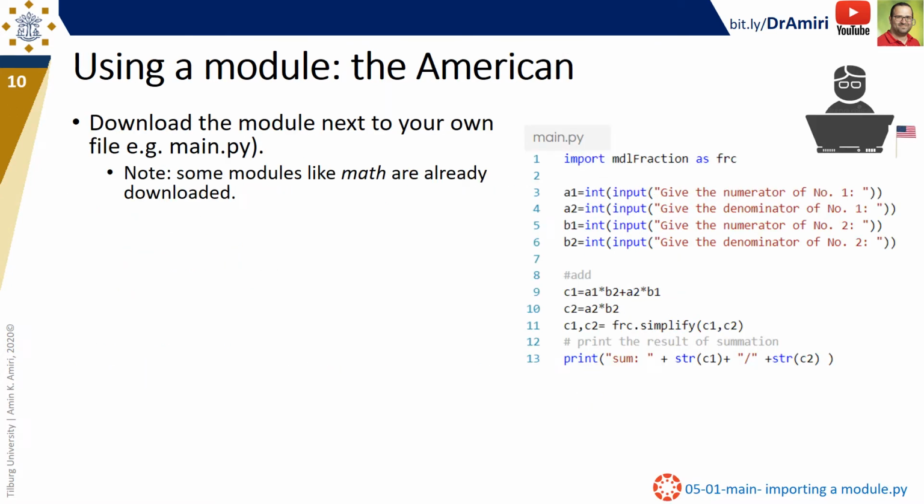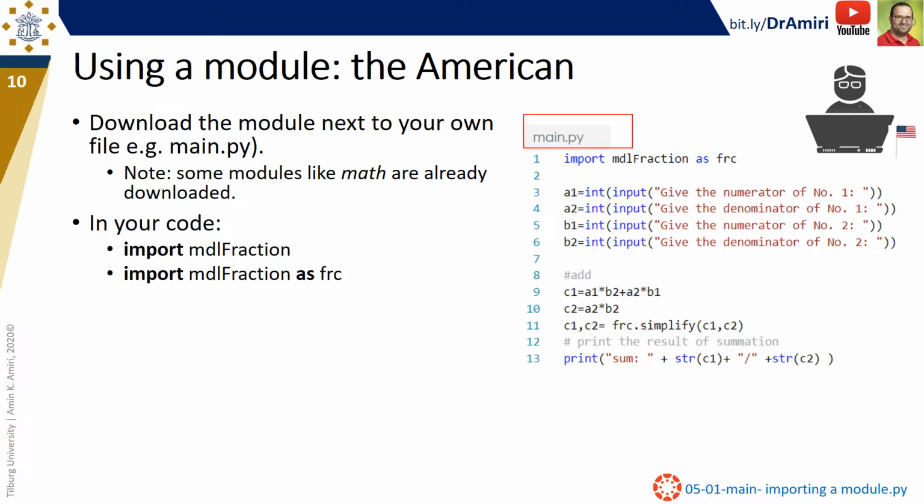Now you're the American programmer. You need to download the module sent by the Dutch programmer and put that file next to your own file, which is in this case main.py. Note that some modules are already downloaded and already exist on your computer when you installed Python, modules like math. So you don't need to download them.